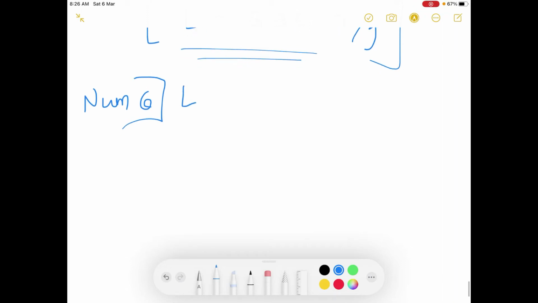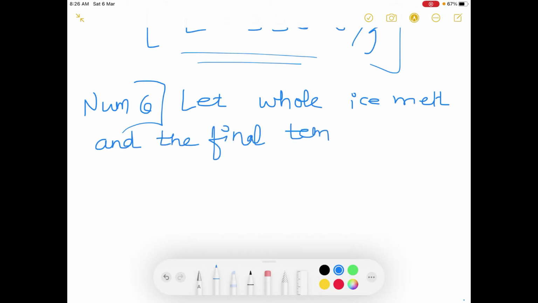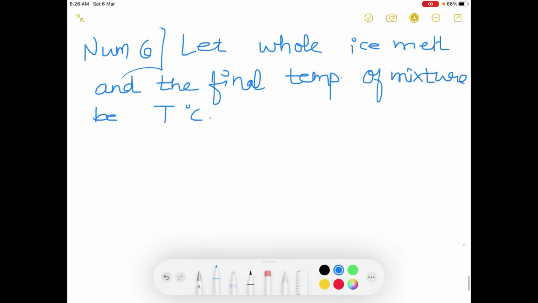Alright. So let whole ice melt, and the final temperature of mixture be, let's say, T degree Celsius. Suppose it is T, right? Now let's calculate step by step.